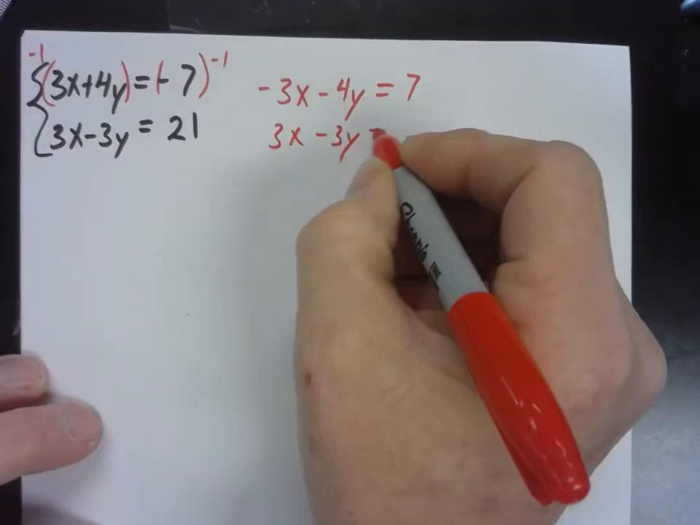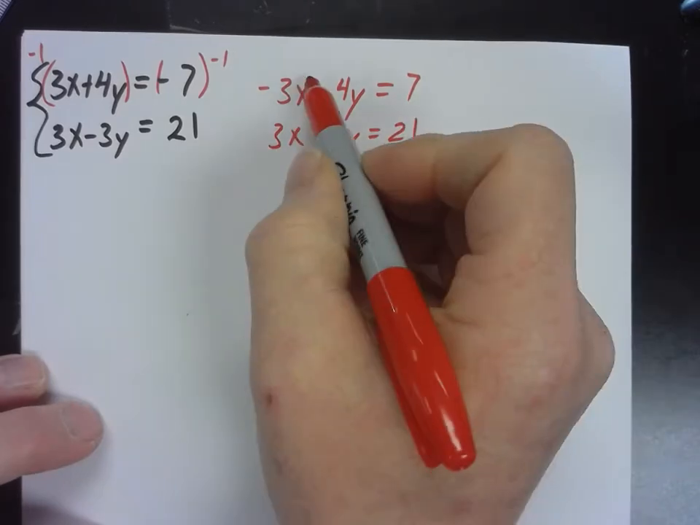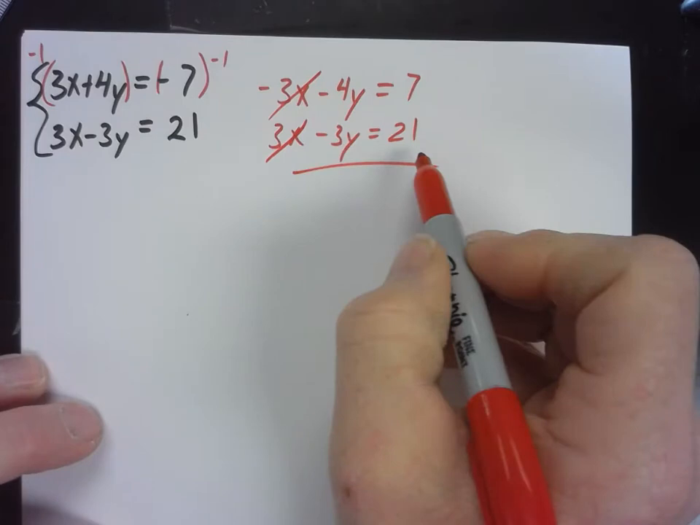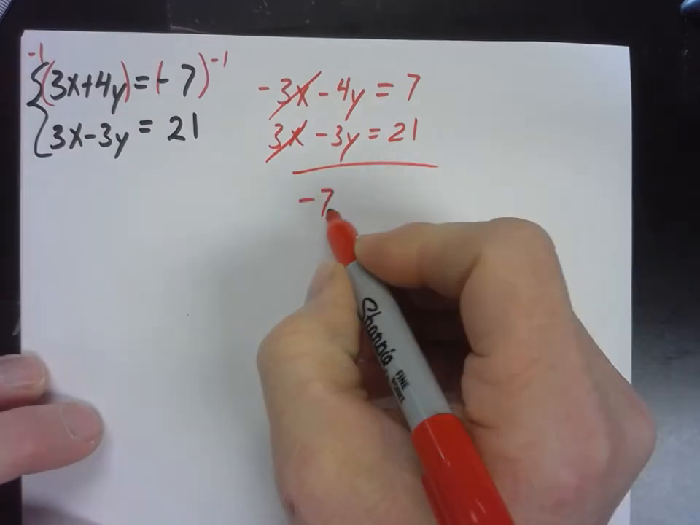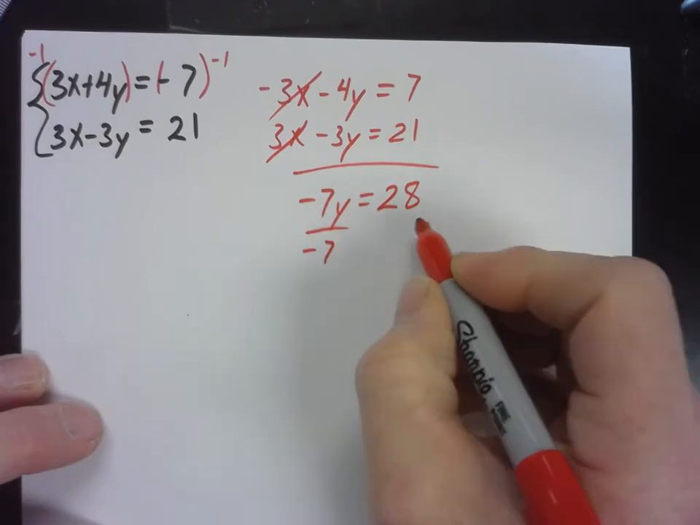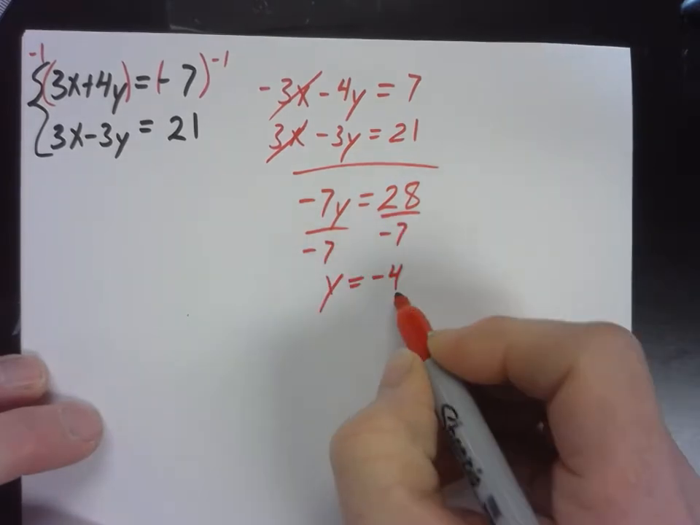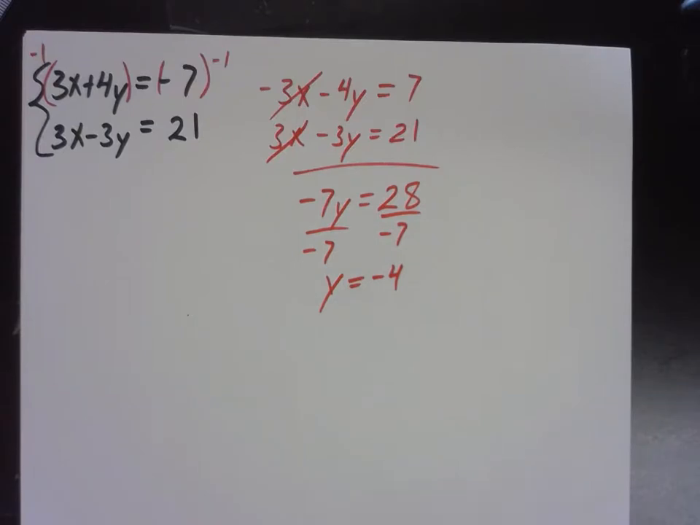And we can get these to cancel or eliminate. And we end up with -7y equals 28. And then we can just divide both sides by -7, and y is -4. And we're halfway done. Now we can find x, though.